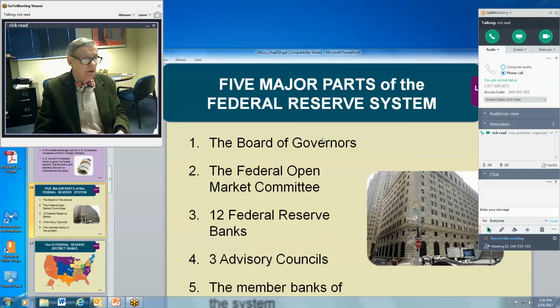These are the 5 major parts of the Federal Reserve System. It's not something you have to commit to memory, but the Federal Open Market Committee is very important. Just know that there are 12 Federal Reserve banks, and then each federally chartered bank is a member of the Federal Reserve. That's a better way to say that, not belongs, it's a member of the Federal Reserve.